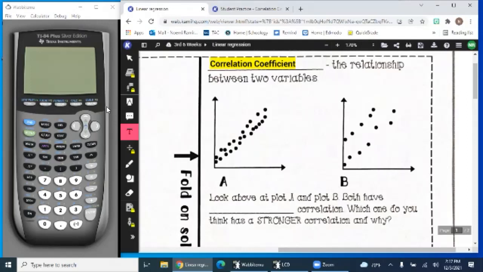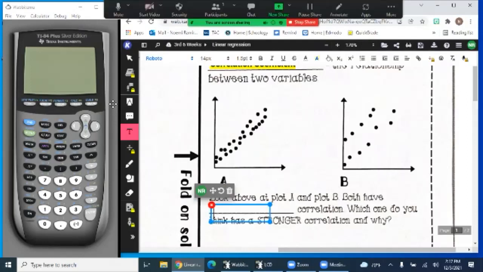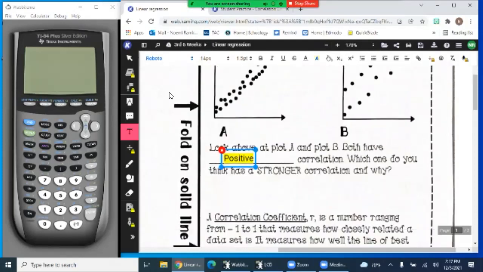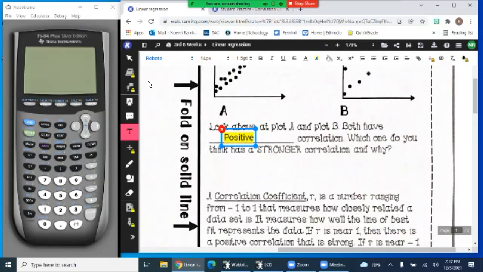Let's type that in. They both have a positive correlation. They both have a positive relationship. Now look at it again. Which one do you think has a stronger correlation and why? All right, why A? Why not B? Correct. The points are closer together.